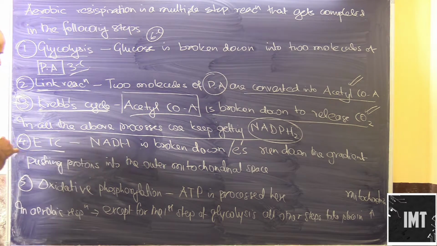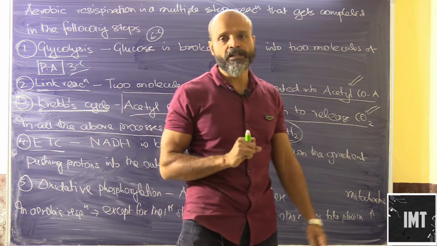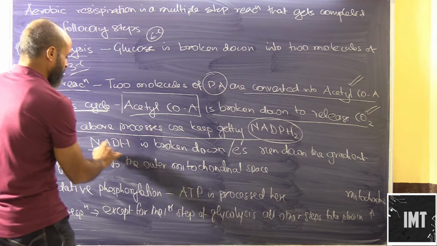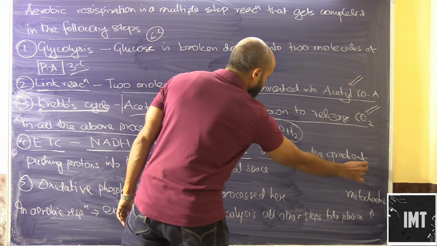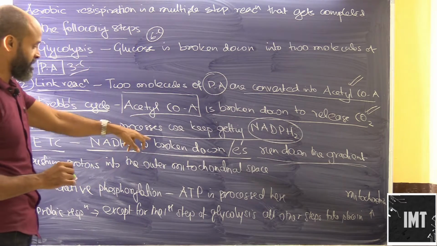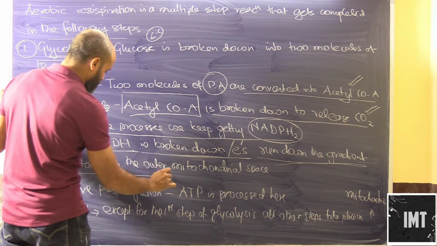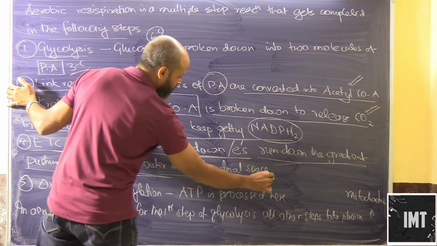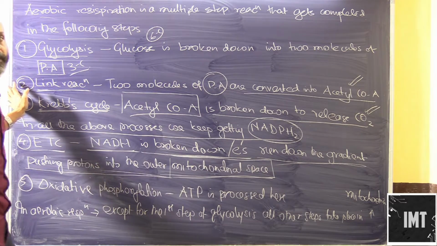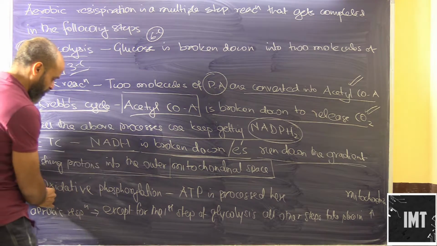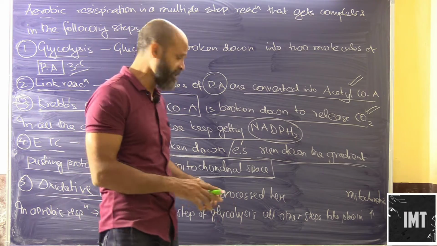Now the fourth step is ETC, also known as the electron transport chain. In the electron transport chain, NADPH is broken down and electrons run down the gradients, pushing protons into the outer mitochondrial space. Then we have oxidative phosphorylation. So what does oxidative phosphorylation mean?